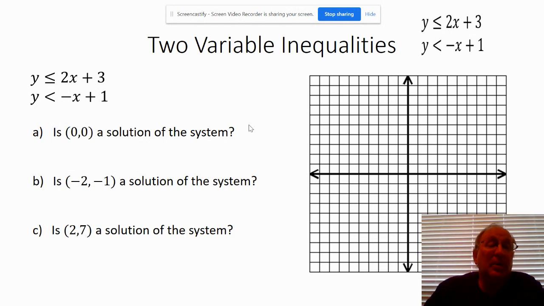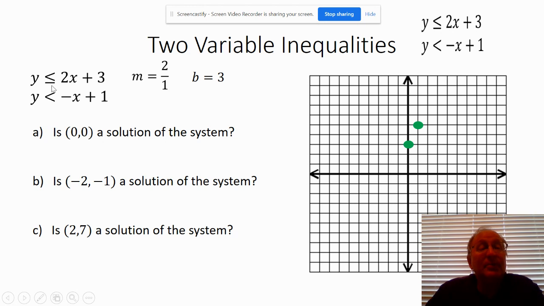Okay, two variable inequalities. Notice here we have it with the y's already by itself. So we're going to treat this as y equals mx plus b, where the slope is 2 over 1 and the y-intercept is 3. So I can put a dot at 3, and I'm going to go up 2 over 1.